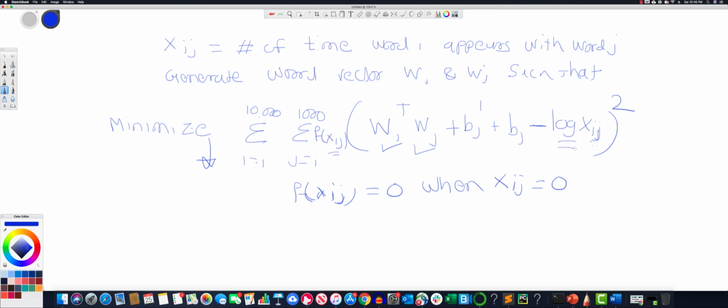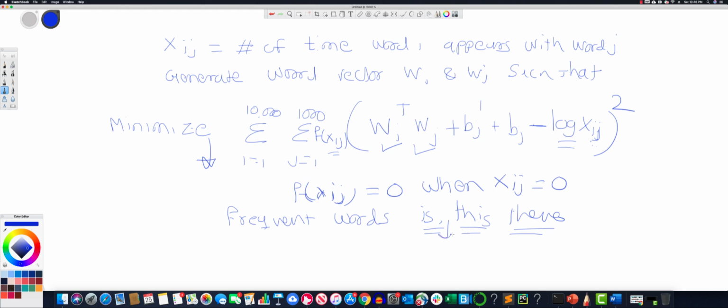This whole equation becomes 0. Also for frequent words like is, this, there, this x_ij doesn't have any real meaning. These are just there to satisfy the grammar. So the f of x_ij, the weight, is very small, so that the importance of these words is reduced.